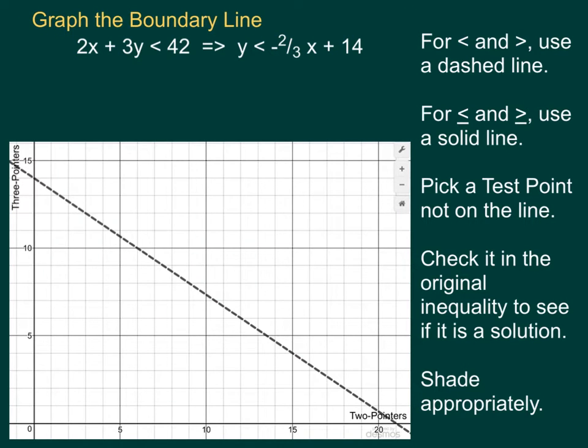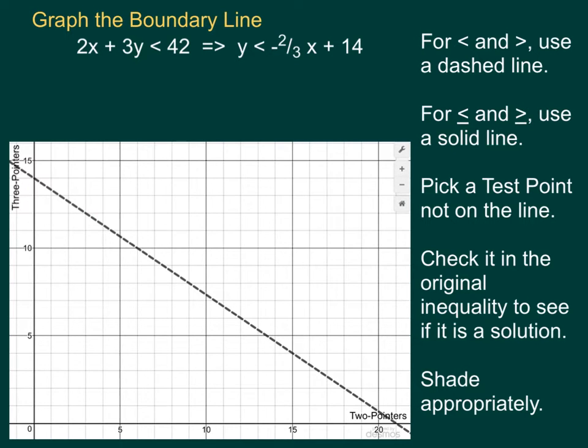Alright, so what I've done is I've used Desmos here to graph my boundary line. Originally my inequality was 2x plus 3y is less than 42, and I rewrote that as y is less than negative 2/3 x plus 14. You can see I've labeled the 3-pointers and the 2-pointers based on my x and y values. And I have my line here. You can see I have the y-intercept of 14 and then a slope of negative 2 over 3.